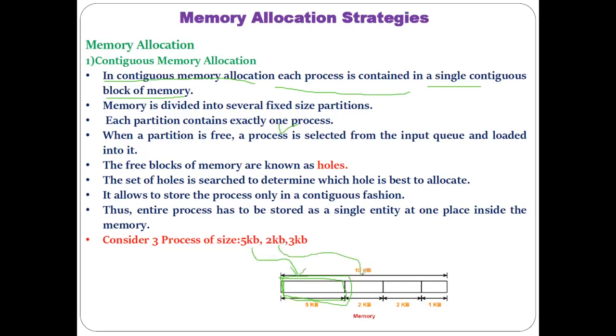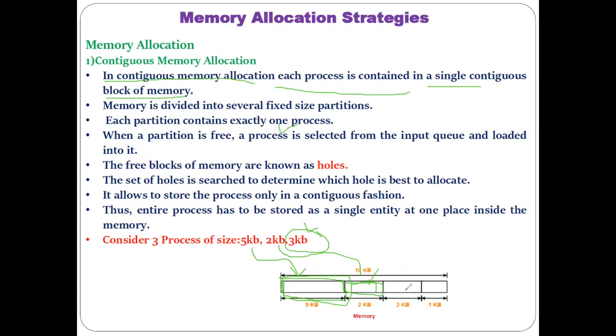This second process, of size 2 KB, can be easily allocated in the second partition, because the second partition size is 2 KB and it is contiguous. But the last one is a 3 KB process. Now the size of the last process is 3 KB.